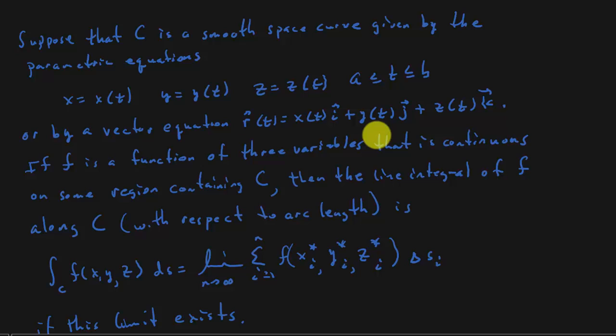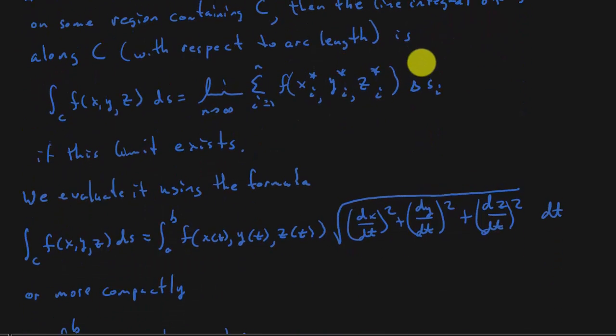All right. So we can do this in three variables, x, y, z. It's going to be the same thing that we just did. Suppose that C is a smooth space curve given by the parametric equations x equals x of t, y equals y of t, z equals z of t, t is between a and b, or by a vector equation r of t is equal to x of t i plus y of t j plus z of t k. If f is a function of three variables that is continuous on some region containing C, then the line integral of f along C with respect to arc length is this.